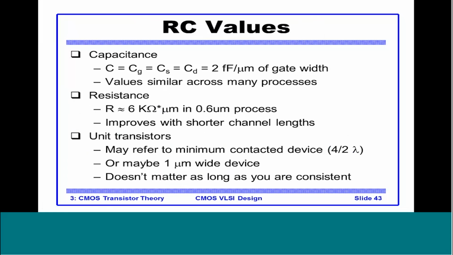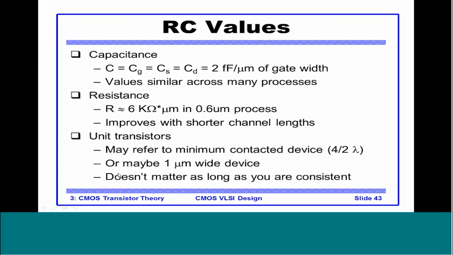These are some values of C and R for a particular technology. This is a very old technology, so these values are not important for modern technologies. We will just talk in terms of R and C.